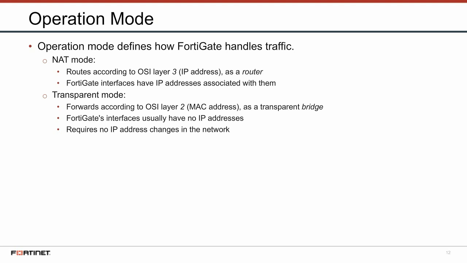This means that you can install a transparent mode FortiGate in a customer network without having to change the customer's IP address plan. Some customers, especially large organizations, don't want to reconfigure thousands of devices to define a new internal network that is separate from their external network.